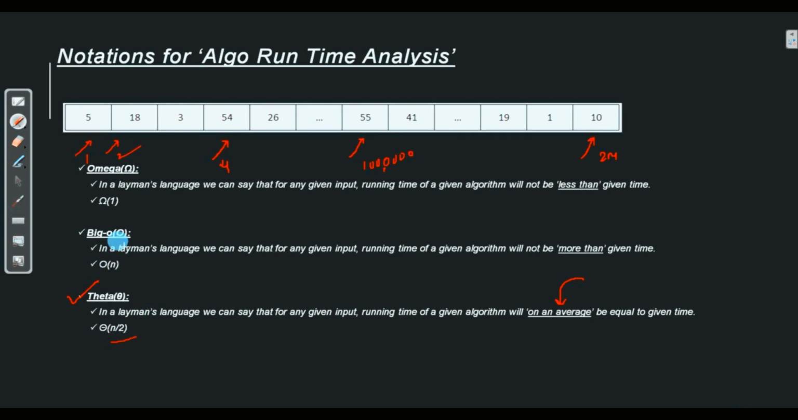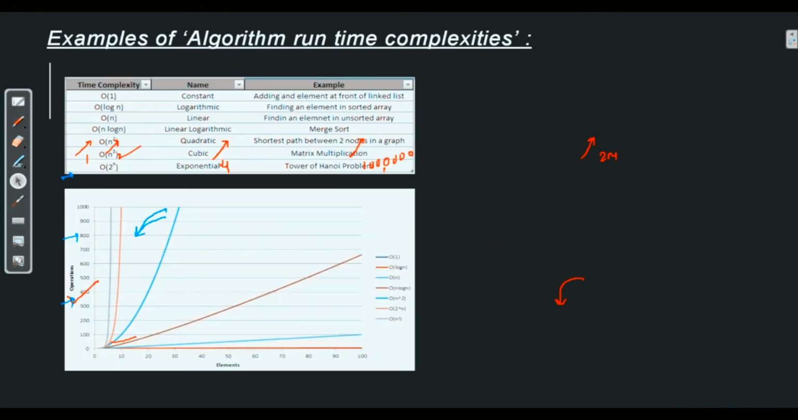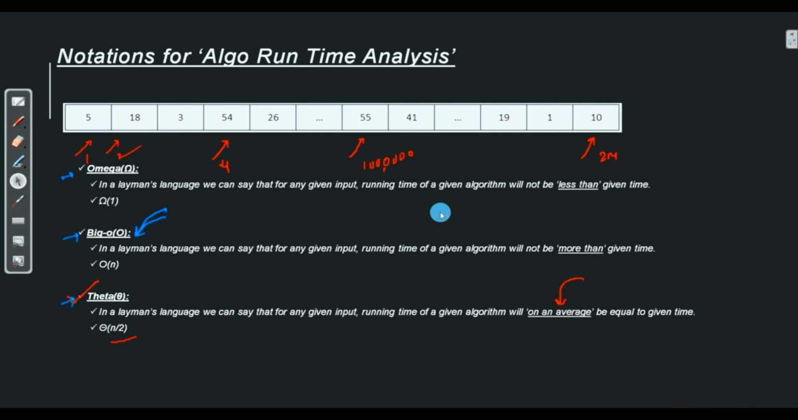Now one important thing to note here is that for academic purposes, we need to know all these 3 types of notations. But when it comes to interviews, we are mostly concerned only about big O notation. We rarely even go for omega or theta. Hence, going forward, we will mostly be concerned only about big O notation. Fine. So with that we come to the end of this video. In the next video, let's see some examples of runtime complexities.